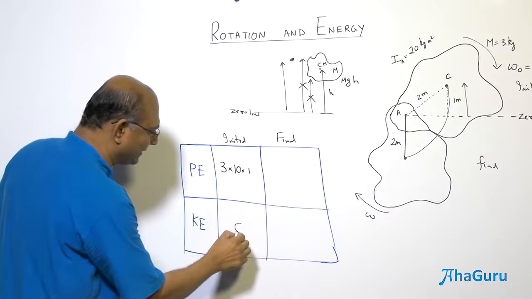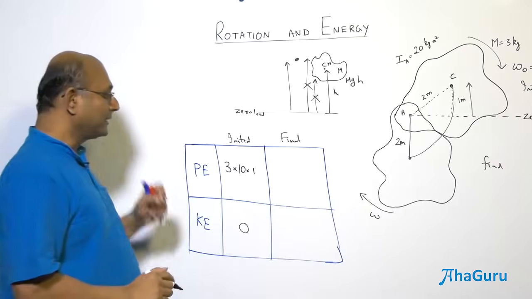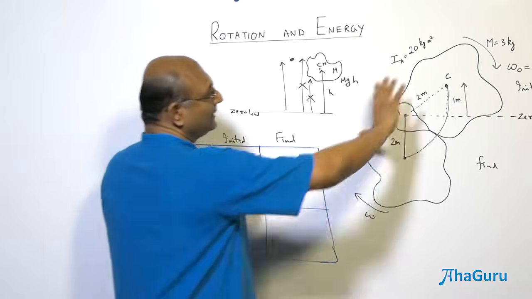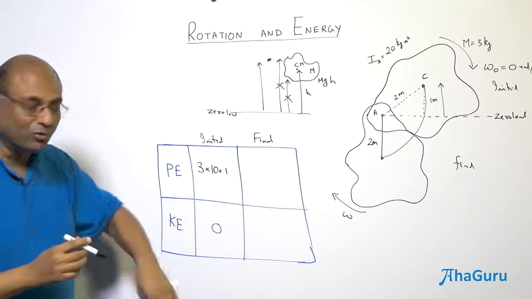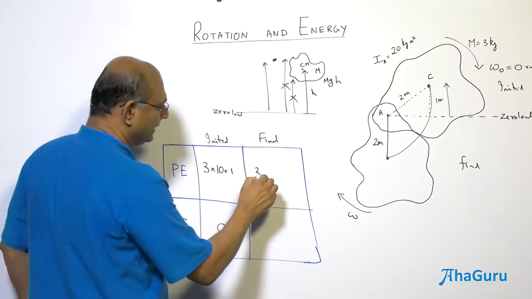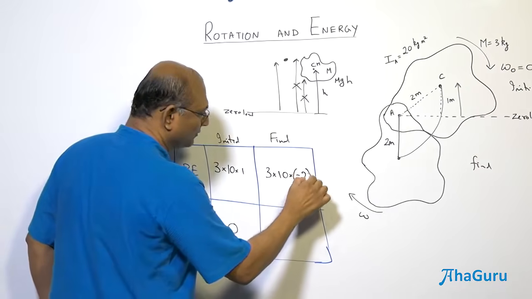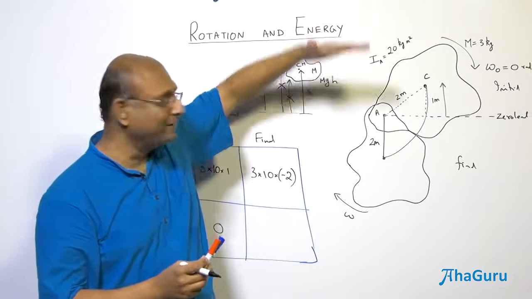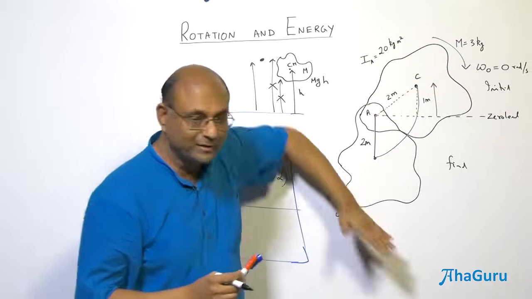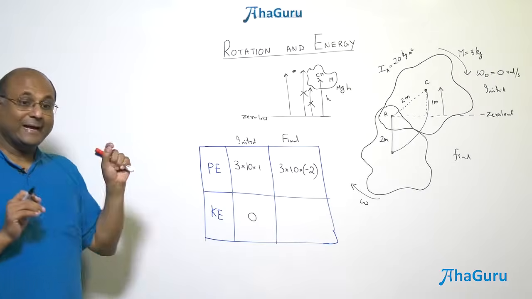So if I'm leaving it from rest, then this is 0. Half I omega square, omega is 0. What about the final potential energy? Well, this whole thing comes down. So that means now it is 2 meters below. So m is 3, g is 10 into minus 2. Why minus 2? You know that you're talking about height above the zero level. This was 1 meter above and this is 2 meters below. So minus 2.